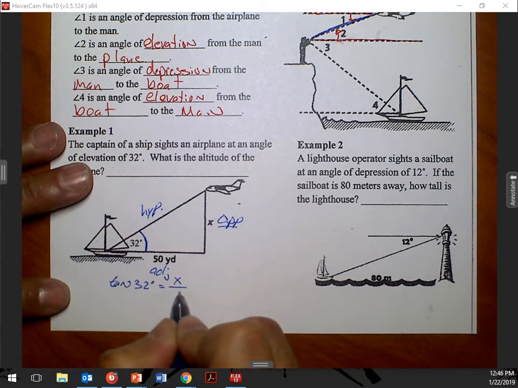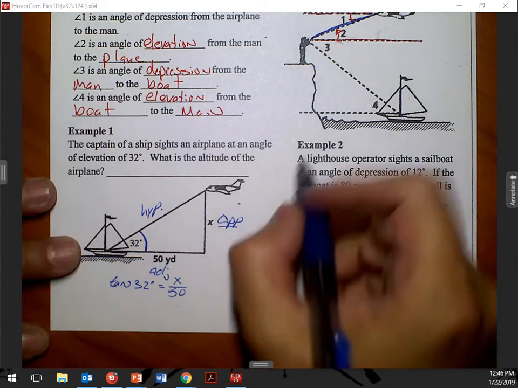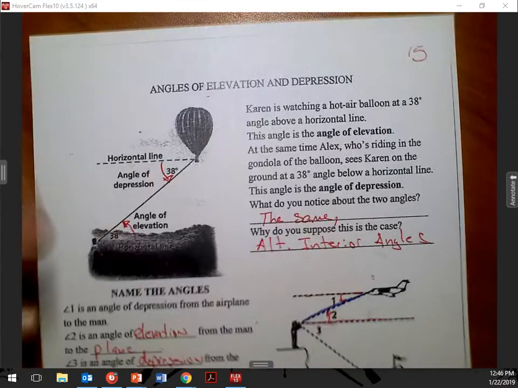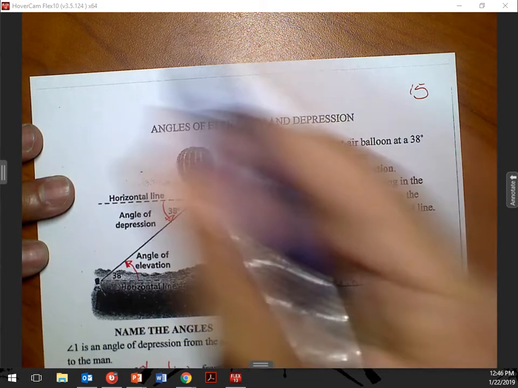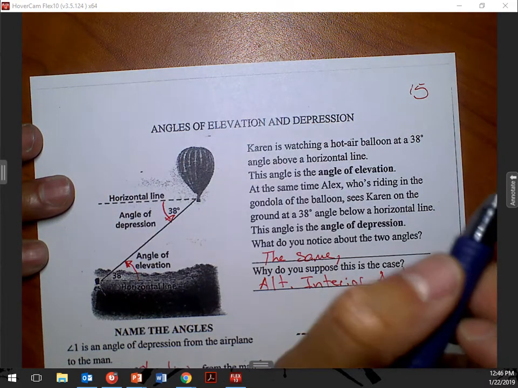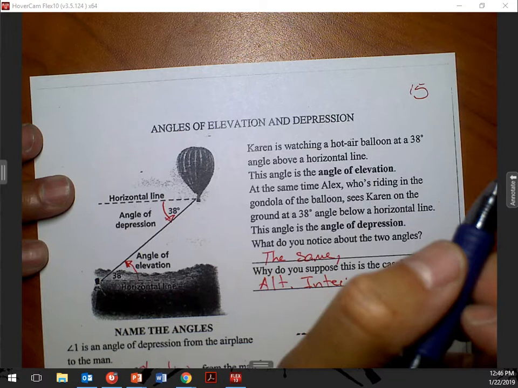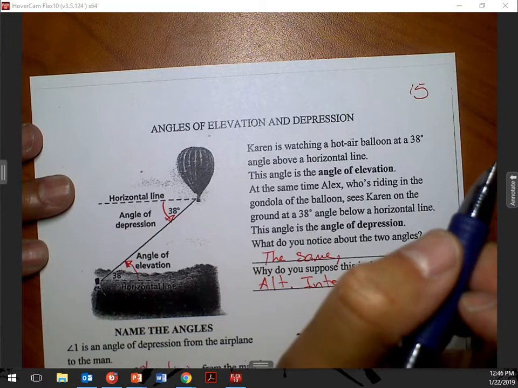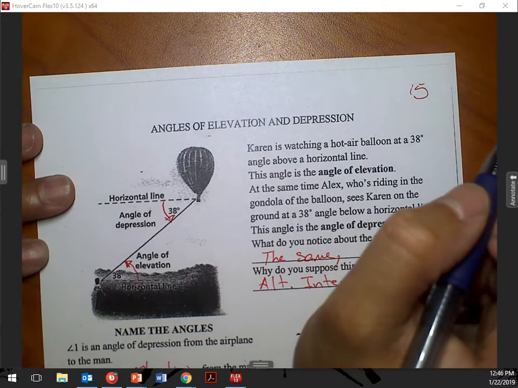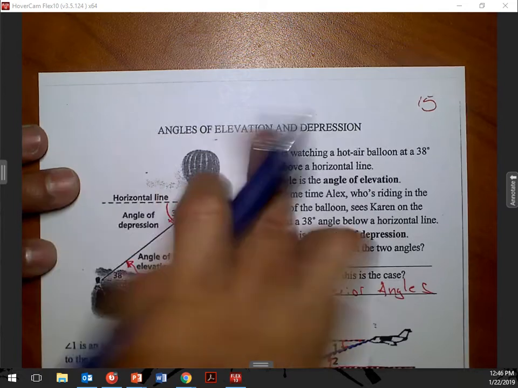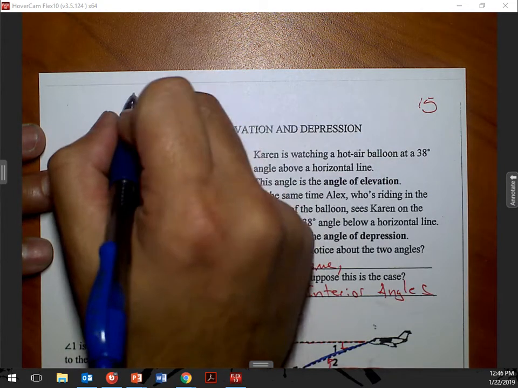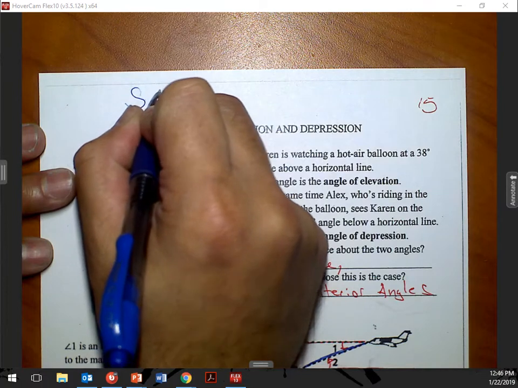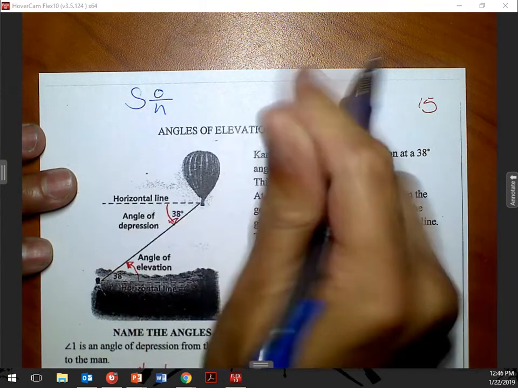X over 50. Because tangent, if you guys remember, I'll put it on the top of the paper so we always remember. What is the mnemonic? Wait, hold on. Yes, what? When it comes to the placing of the ratio, does it matter which one's on top? Yes. That's why I always write my mnemonic like this. It starts with SOH, Old Hippie.